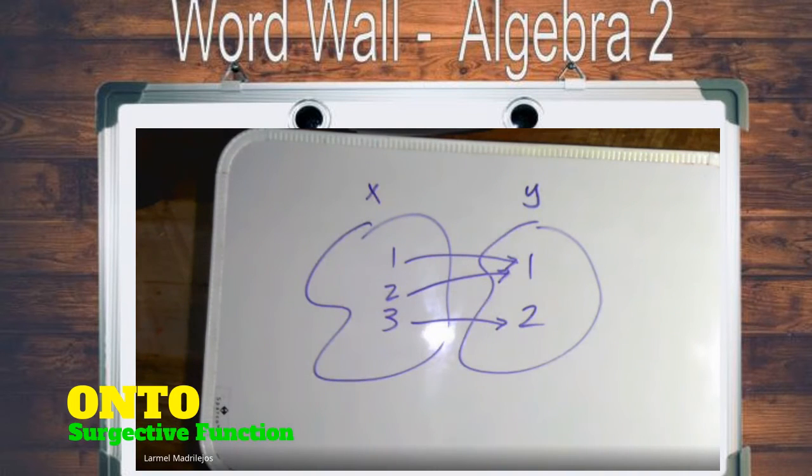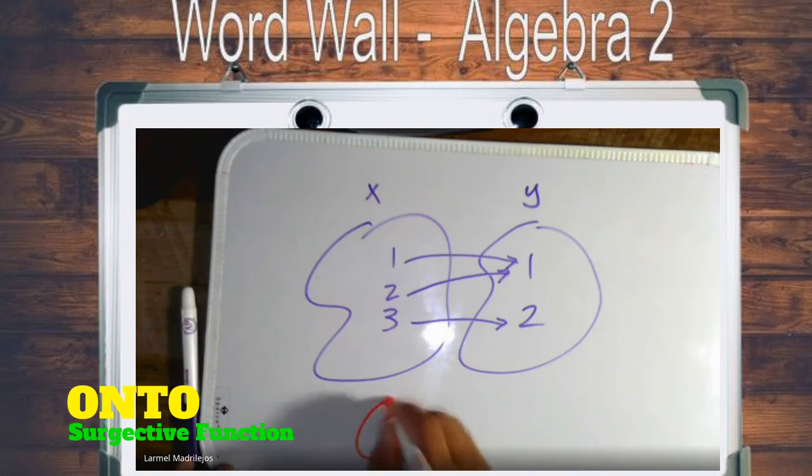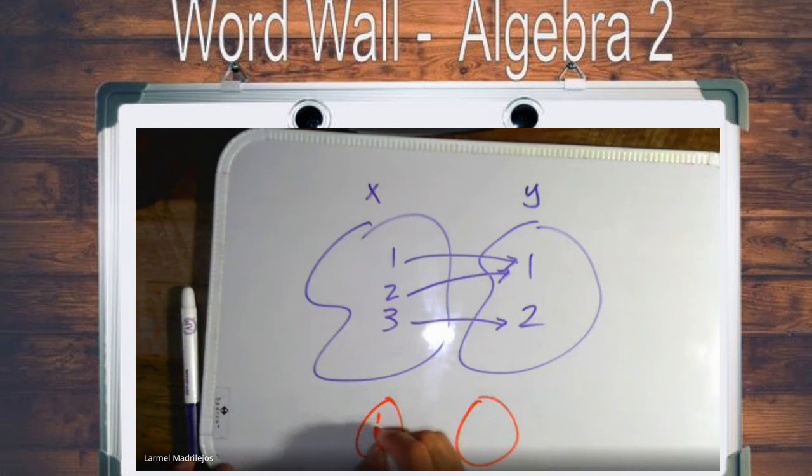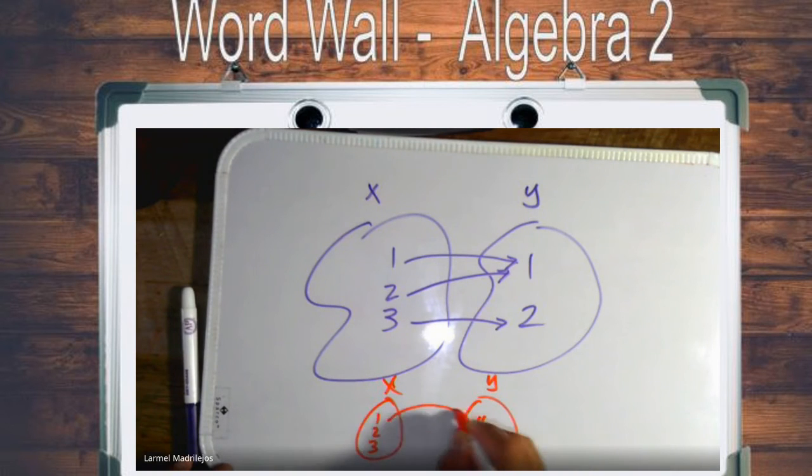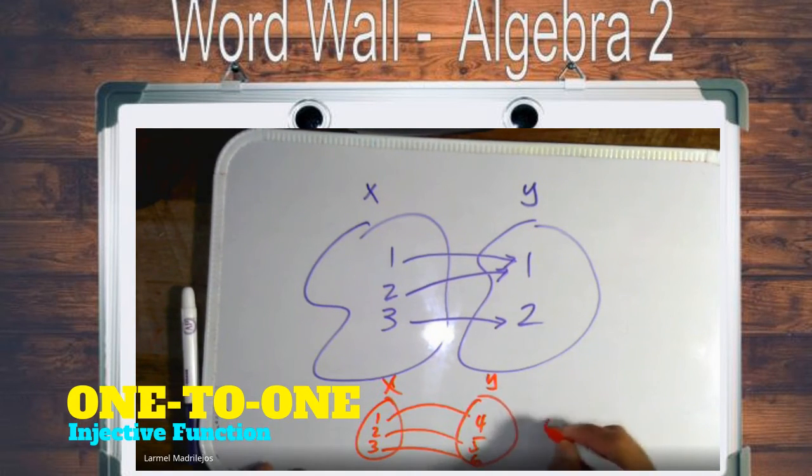I'll give you another example. Let's say 1, 2, 3, 4, 5, 6. This is x, this is y. 1 is associated with 4, 2 is associated with 5, 3 is associated with 6. So this is a relation and a function, but we call this a one-to-one function.